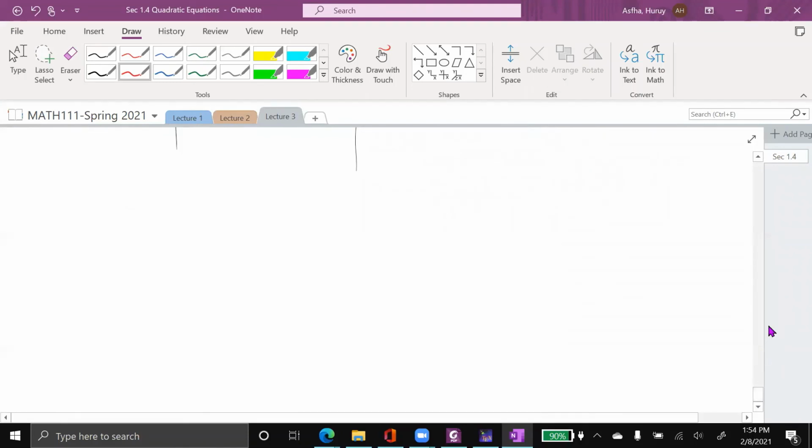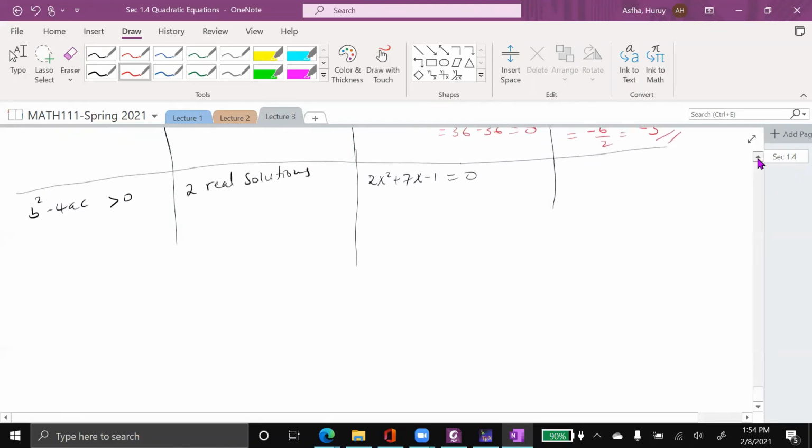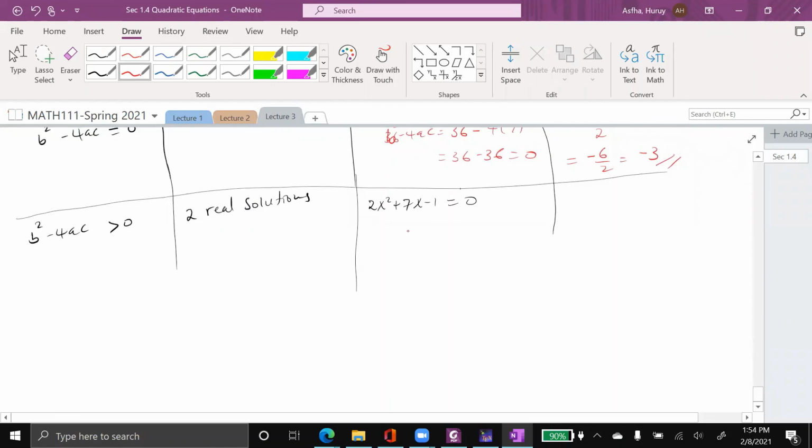And the last case is when b squared minus 4ac is greater than 0. And in this case, we have two real solutions, okay? And here, for example, b squared minus 4ac is 49 minus 4 times 2 times negative 1. And it is 49 minus, this is negative 8, so we have 57, which is positive, okay?